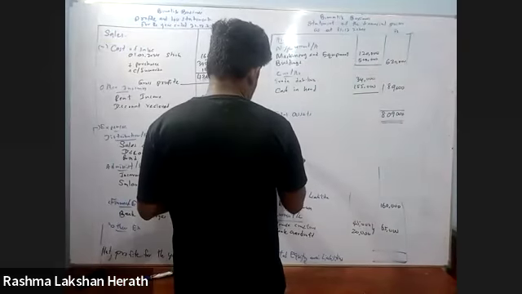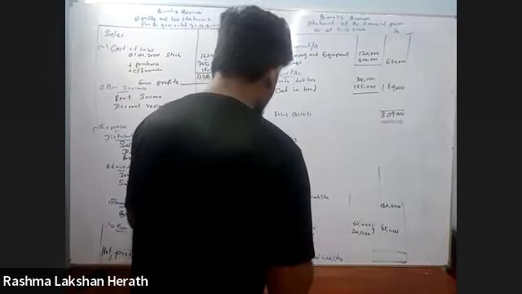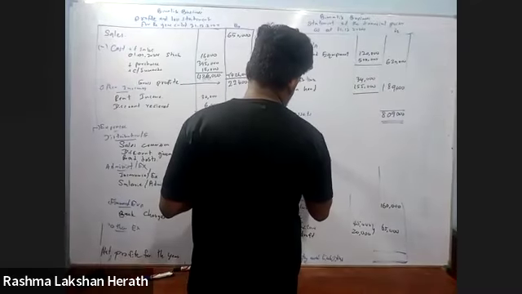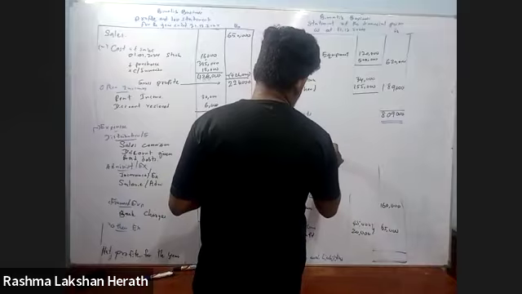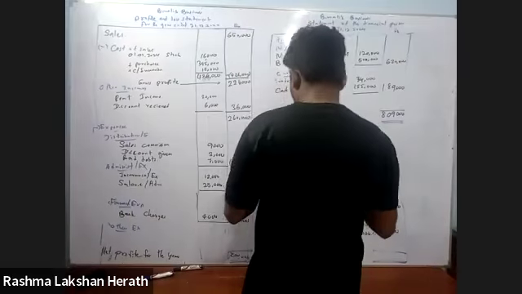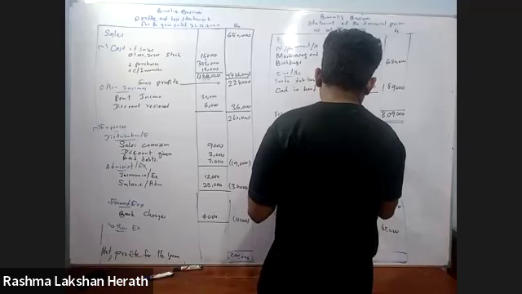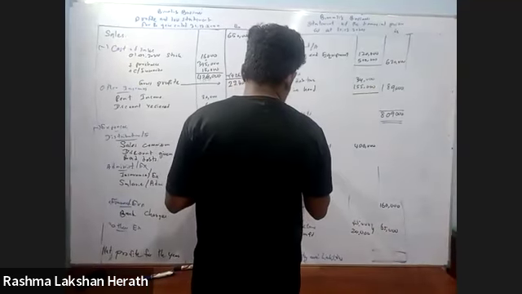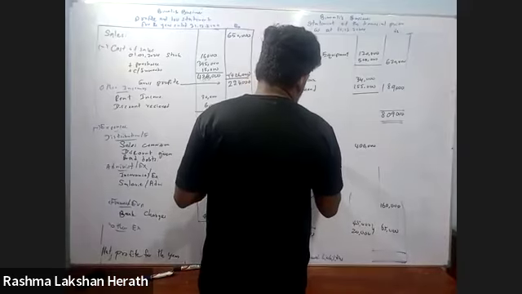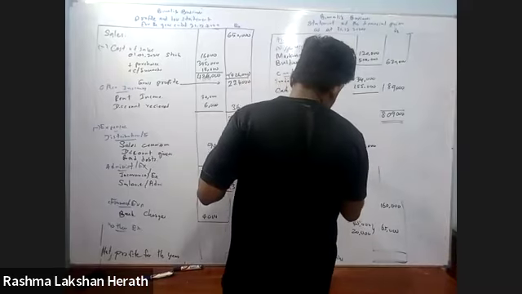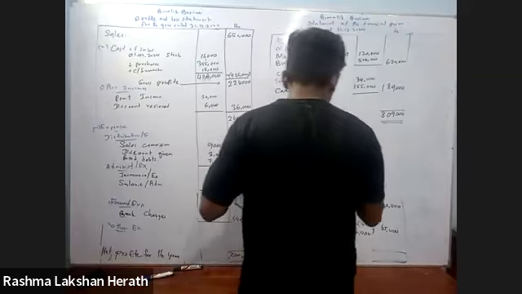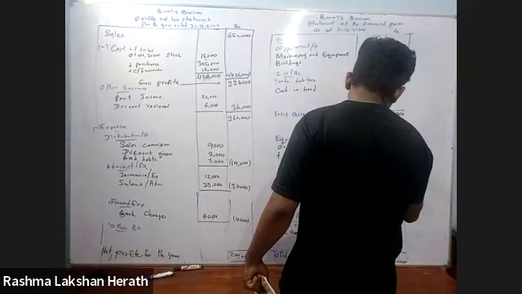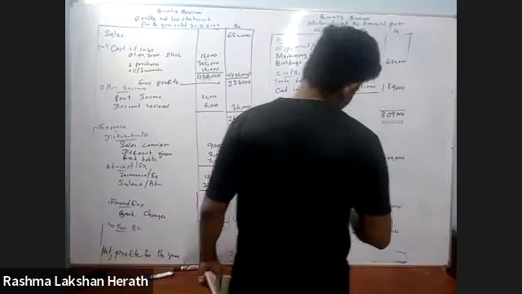Then the capital is the 1st of January 2024 capital in here. Capital 400,000 plus profit for the year 200,000. In total equity is 600,000.